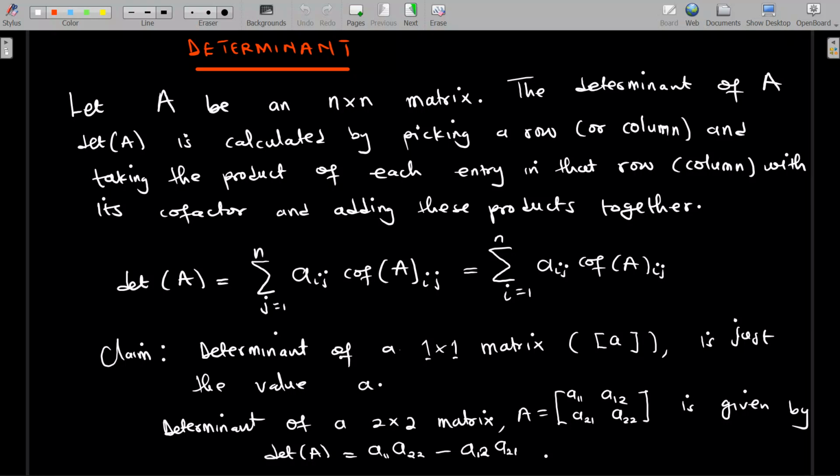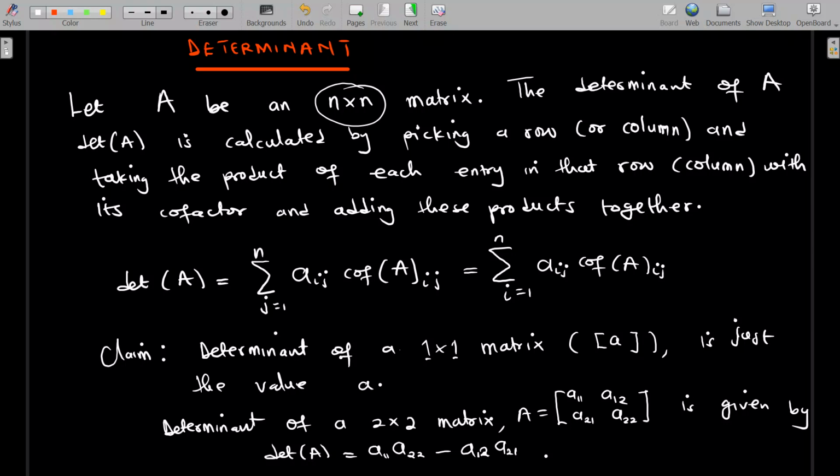So the determinant of a matrix. If I have a matrix A being an n by n matrix, the first thing is that before you can find a determinant of a matrix, it should be a square matrix. The determinant of A is calculated by picking just one particular row that you are interested in, taking the product of each entry in that row with its cofactor, and then adding these products together. One other thing we'll do again will be to go through the definition of a cofactor and maybe other definitions as well.